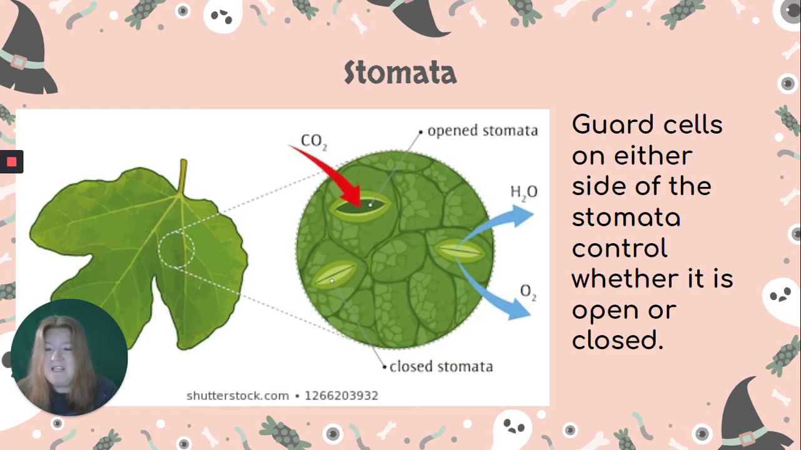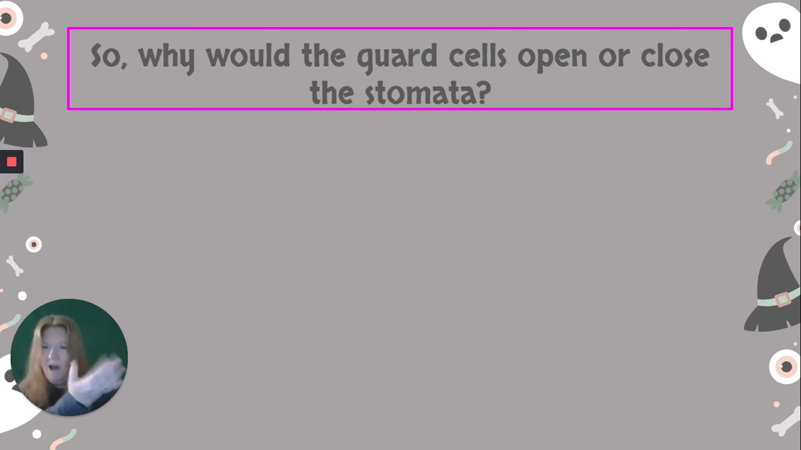They have these guard cells on either side of that stomata. So here, if this is my stoma, my stomata, okay, guard cell this side, guard cell this side. Together, they control whether that opening is open or closed. Okay, so guard cells on either side of the stomata control whether the opening is open or closed. So how do they do that? And why would they want to open or close? Like why do we even need those?